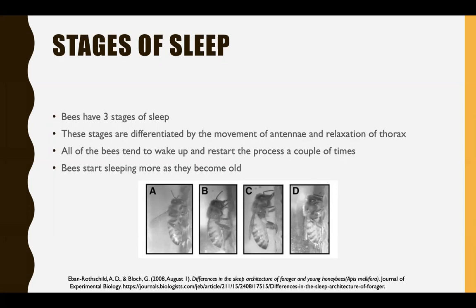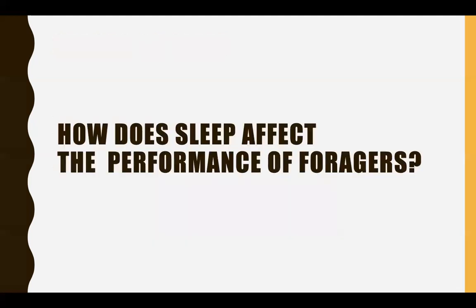All of the bees tend to wake up and restart the process a couple times throughout their periods of rest. So they'll wake up and restart the process. Bees start sleeping more as they become old. What I mean by this is they sleep more continuous times and go into deeper stages of sleep as they become older. And we'll later on see why.